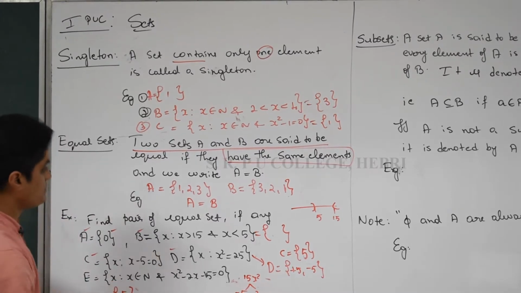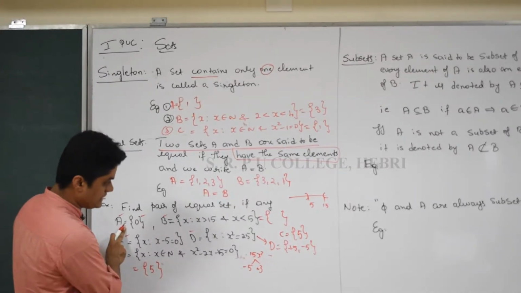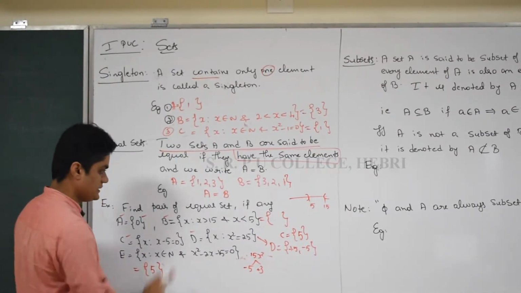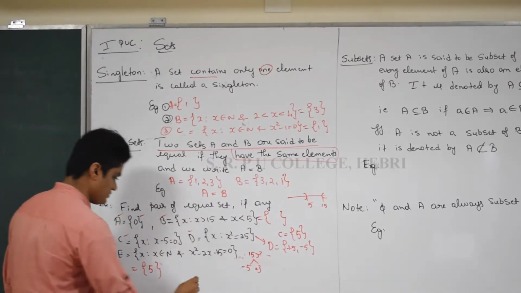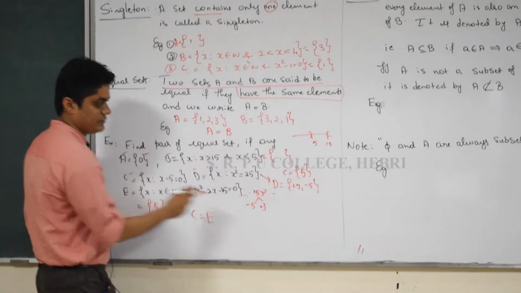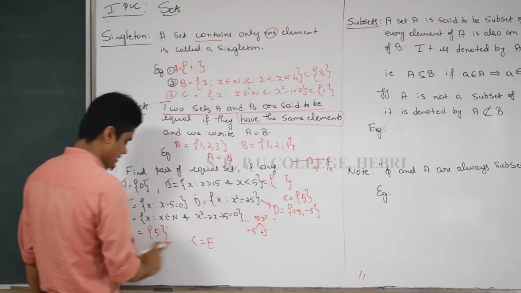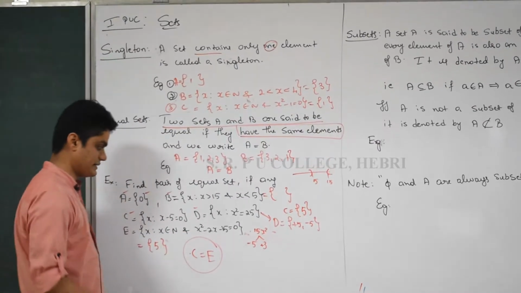Now tell me which sets are equal. Is any equal set present for A? A is an empty set, and here we have one element, so it is not equal. So what is the answer? C is equal to E. Why? What is the element of C? It is 5. The element of E is also 5. So C is equal to E is the answer.